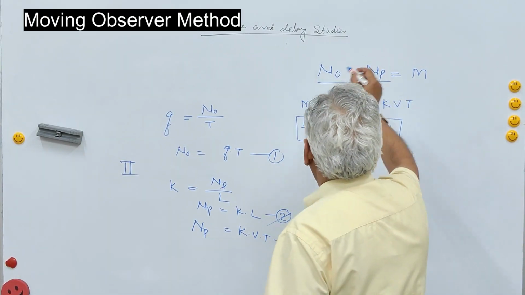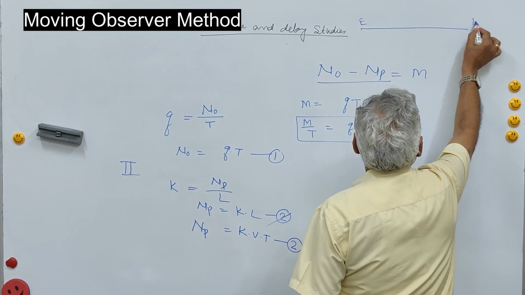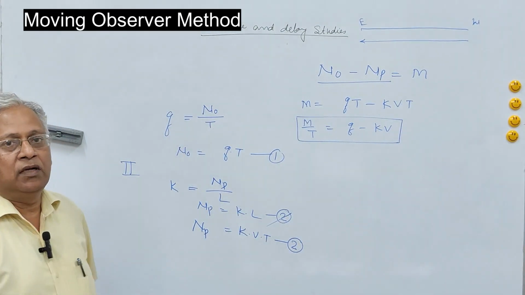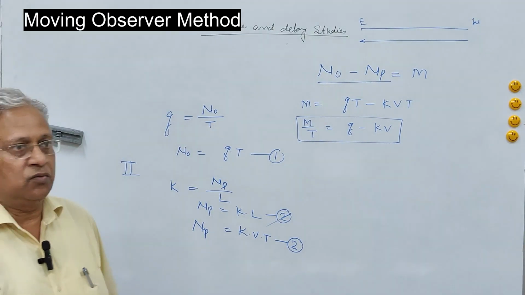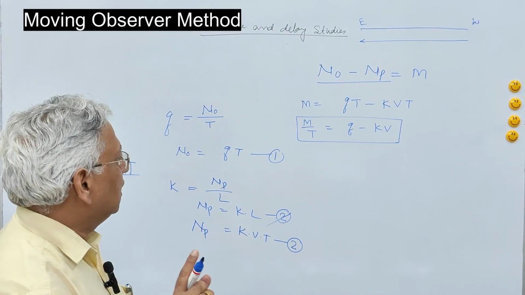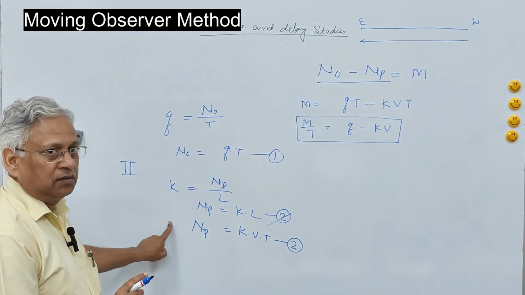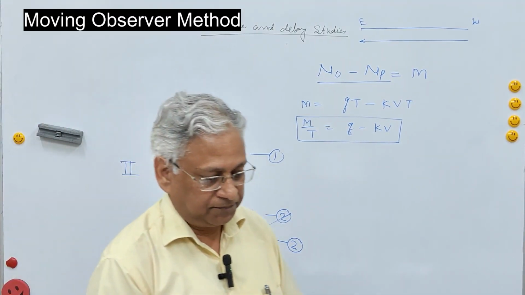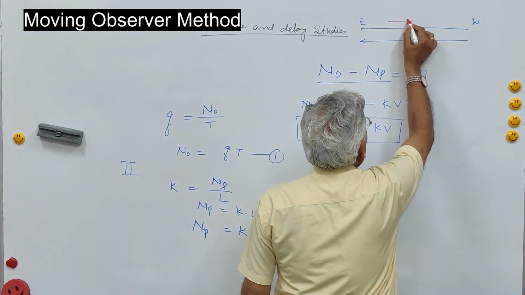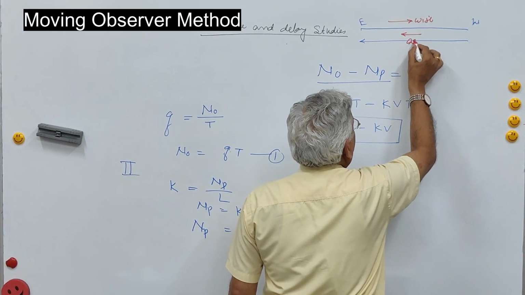So you can run the test vehicle from east to west and then from west to east to get all these data. So you have now two equations. You can solve these two equations to get Q and V. Remember, till now we have not assumed any traffic from the opposite direction. These two cases we took when there was no traffic from the opposite direction.